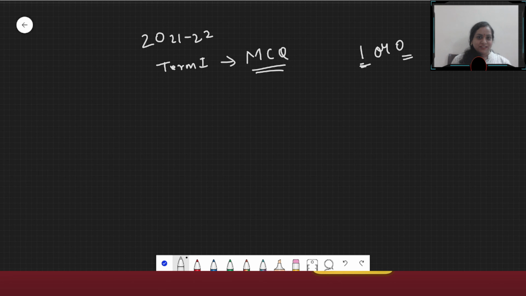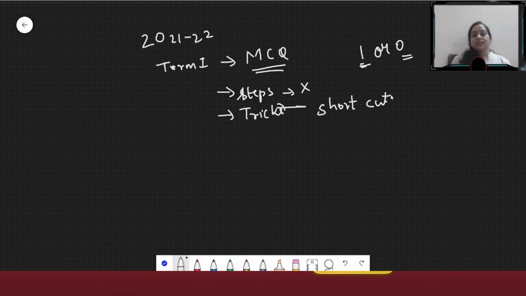But there are a few positive points also to this. The first and foremost thing is you need not write the complete procedure or all the steps to reach the answer. This is not needed at all, right? Second thing is you can apply a few shortcut tricks so that you can save your time and get the answer very, very easily. You can reduce your time of calculations and get the answers very easily.